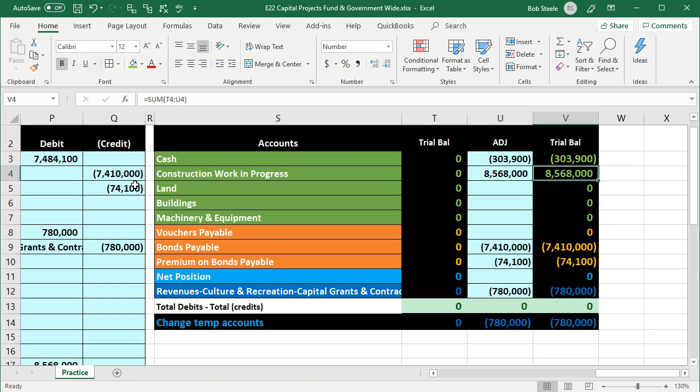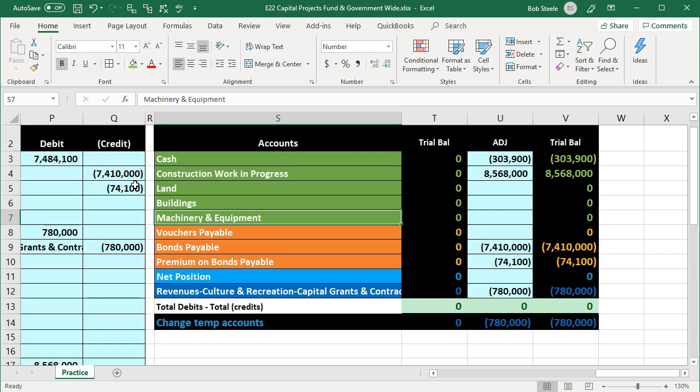Now what we're going to do is say, all right, now the construction process is done, so we want to take it out of work in process, which basically says, hey, it's not quite done yet, and put it into the accounts that represent what has been constructed, in our case, land, building, machinery, and equipment. This is what the project did for us.